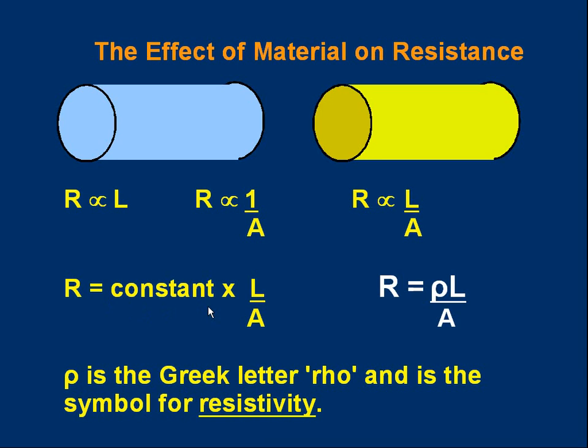We give it a special symbol, and the special symbol is this Greek letter. It looks like a P, but it's not. It's rounded if you look at the shape carefully. And this letter is a Greek letter rho, and it's a symbol for resistivity. So we've ended up with this equation that resistance is the resistivity, each material has its own value, times the length of wire divided by the cross-sectional area.